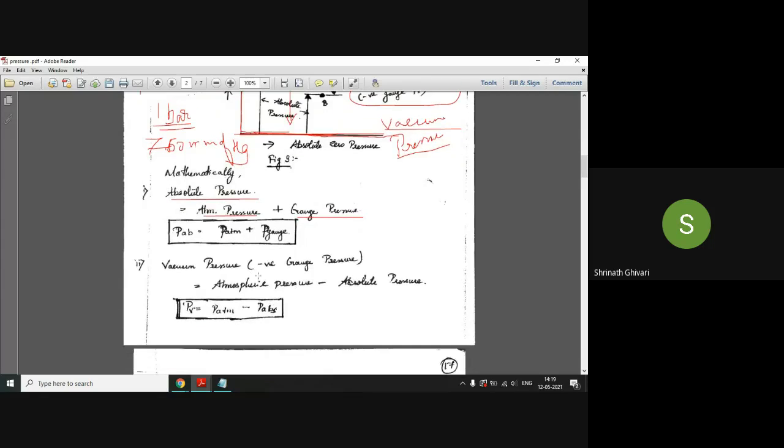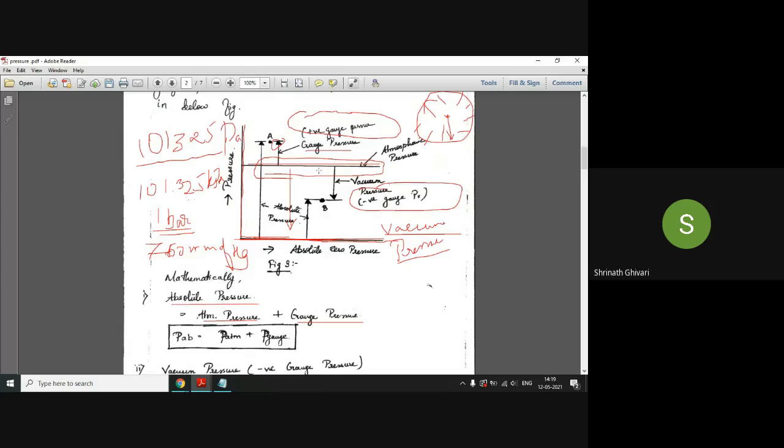Okay. Then what is vacuum pressure? Atmospheric pressure minus absolute pressure. Can anyone tell me why I have taken this as absolute pressure and this also as absolute pressure? Because any point where I measure the pressure above the atmospheric pressure is absolute pressure with reference to absolute zero pressure, and below atmospheric pressure, that pressure will also be absolute pressure.